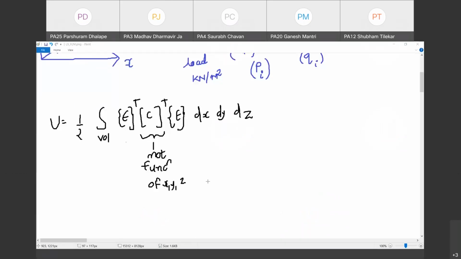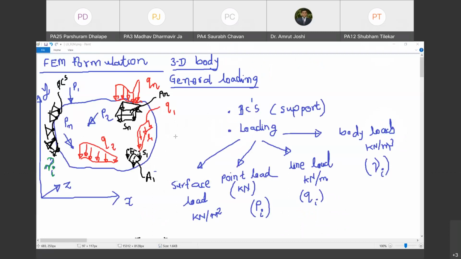Okay. So in last class, we were analyzing this problem and we were trying to develop a finite element formulation for a 3D body for a general loading scenario. We were discussing a scenario where this body is supported by such a boundary condition, and it has been acted upon by all n number of forces as shown.